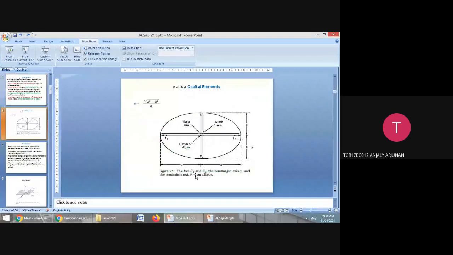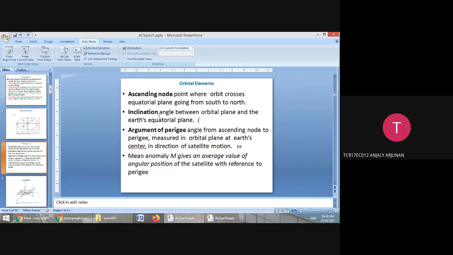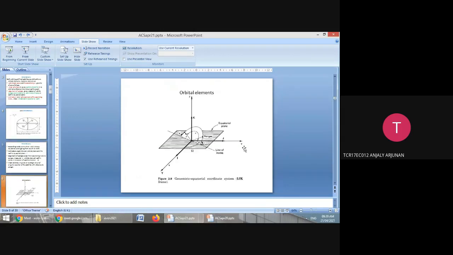We just saw that this is the eccentricity e. A is the semi-major axis, this is 2a, and e is the eccentricity. b is the semi-minor axis, this is 2b, and this is e. Eccentricity is defined like this. And ascending node inclination is the angle between the orbit plane and the equatorial plane. Argument of perigee is defined by this small omega. So this is the perigee relative to the line of nodes, this angular position.